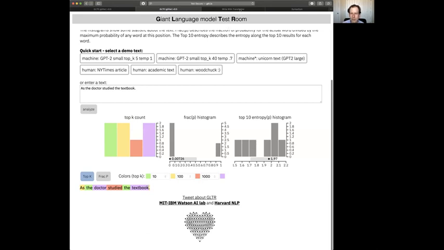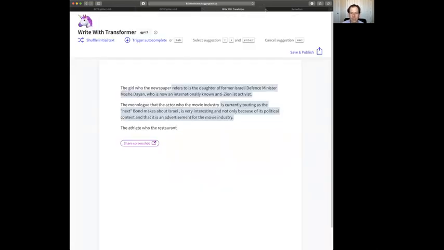Here's another interactive tool. This is courtesy of Hugging Face, which has a very nice, useful transformer API and implementation, and you can use it to do your own coding with GPT-2. And I took a couple of examples of contexts that we had studied before that create expectations and requirements for upcoming verbs. And let's see how the model does. So the girl who the newspaper, and this I just chose the first continuation that it liked, refers to as the daughter of former Israeli defense minister Moshe Dayan, who is now an internationally known anti-Zionist activist.